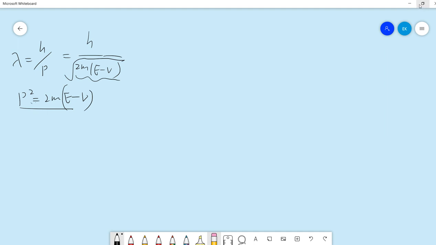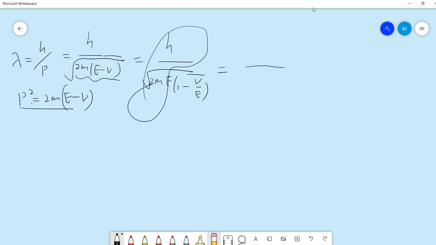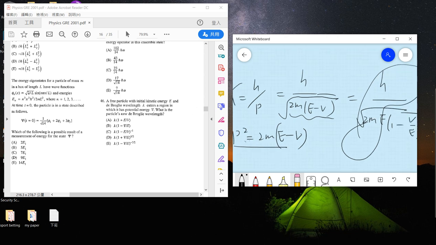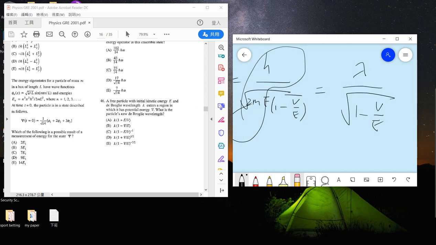Write it down as this. This is your original h over p, so it's the original lambda. This is lambda prime divided by 1 over the square root of V divided by E. So which one is the answer? Lambda times this. So the answer is E. This is the square root, and in the denominator. So the answer is E.